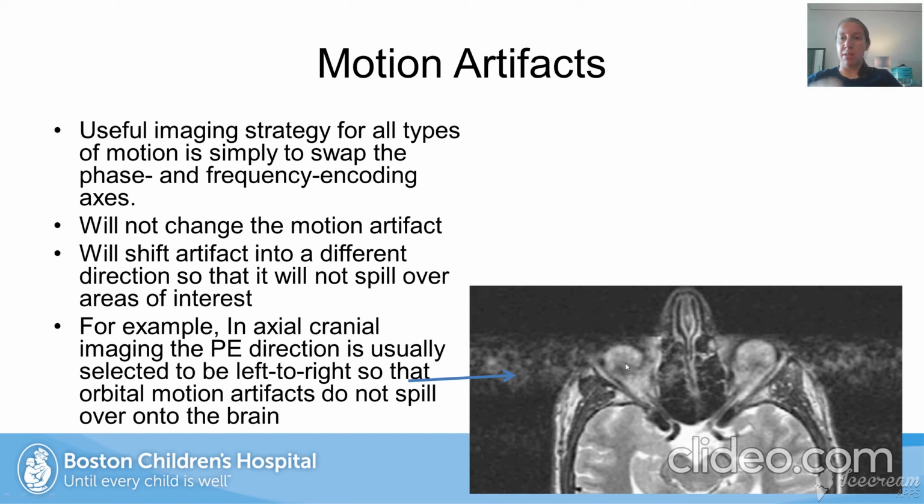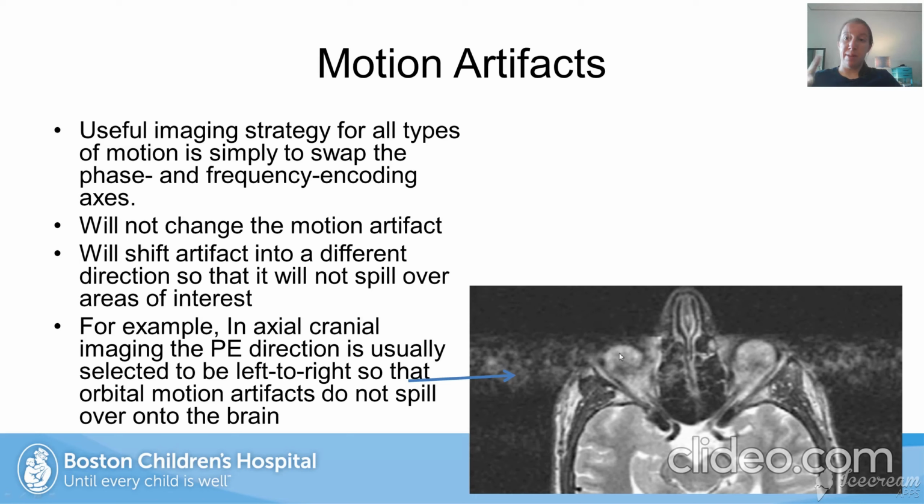And you can tell that this person was actually blinking as the data for the image was being collected. And you can tell that this is the phase encode direction, because these signals have been mismapped into different areas of the image.